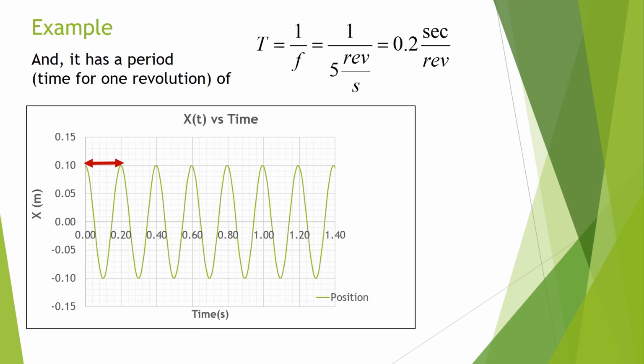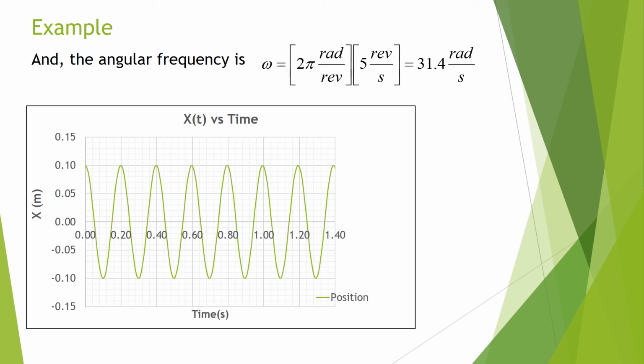And so the angular frequency, which we really can't show on the picture, it's a calculated value, would be 2 pi radians per revolution times 5 revolutions per second, which is our frequency. And that gives us 31.4 radians per second. So omega is equal to 2 pi f, 31.4.